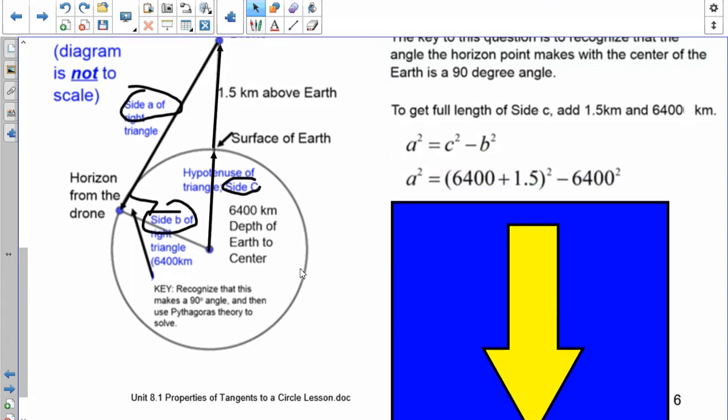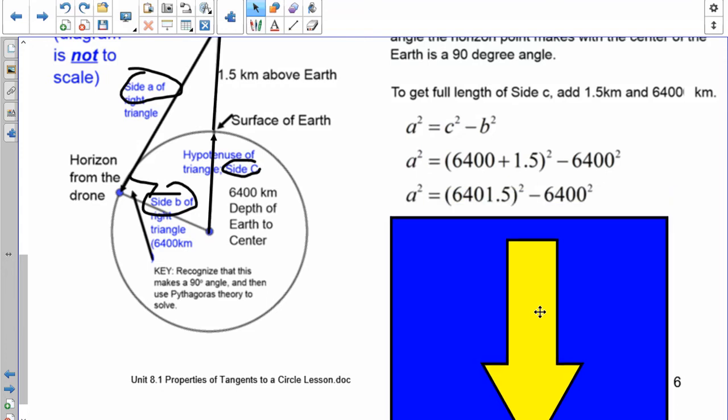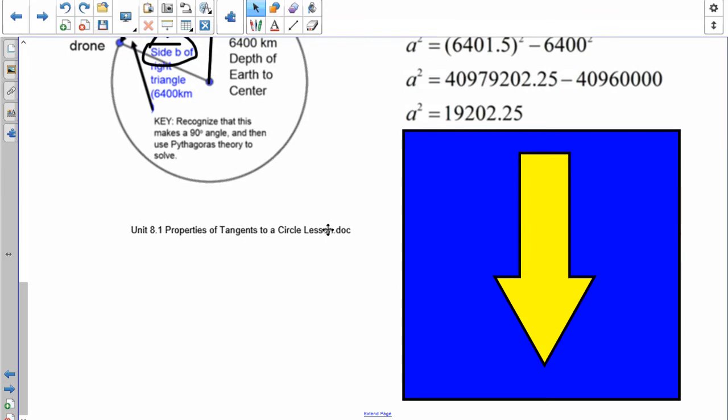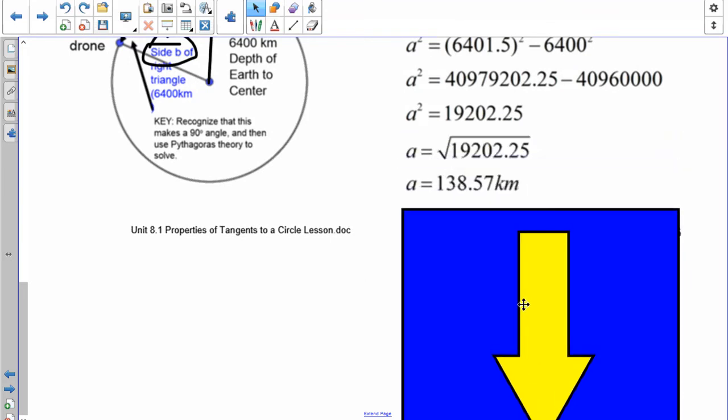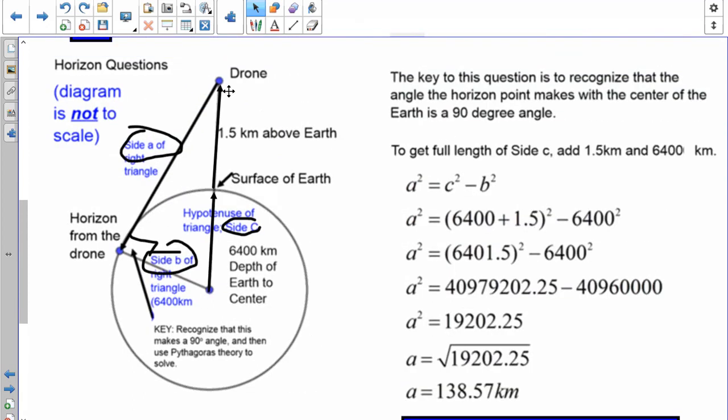So to continue to find the distance of A squared right here, what I need to do is substitute in the numbers. Now the 6400 is the radius of the Earth plus the 1.5 kilometers above the Earth. That's my C, my hypotenuse. And B right here is 6400 because it's the radius of the Earth. So adding them together, squaring them, subtracting them, square root, and you end up with 138.57 kilometers. Now that's the distance from here to here.